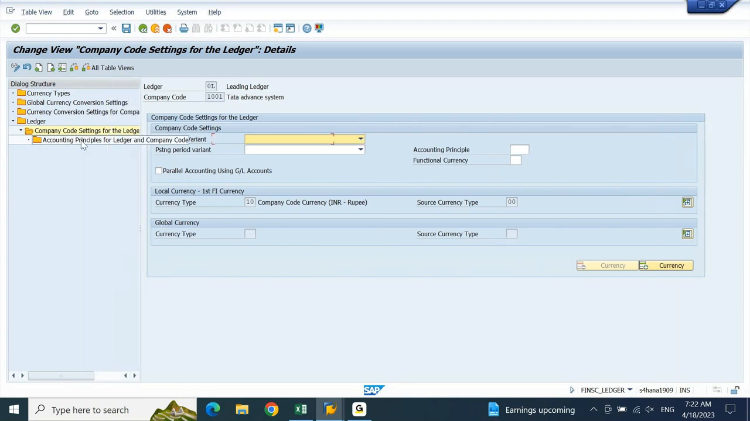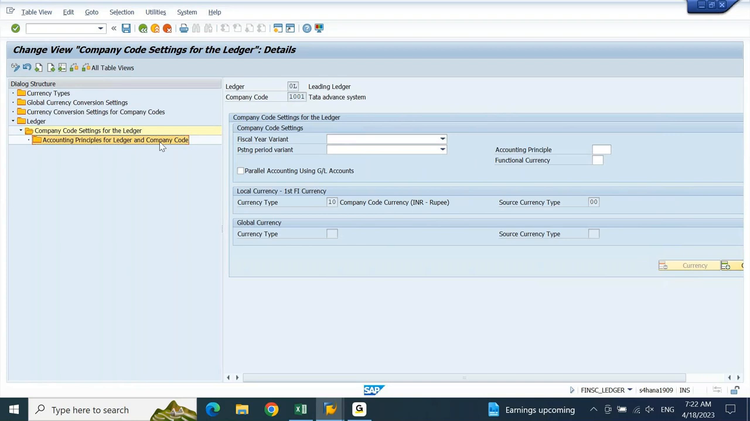You are going to use this only for asset accounting purposes. Otherwise, you are going to assign this accounting principle here. This accounting principle is a combination of ledger and company code. This is also ledger and company code. Now in S/4HANA asset accounting, you must have the same fiscal year for both the ledgers, for all the accounting principles. Now according to our requirement, are your leading and non-leading using the same reporting cycle, April to March or Jan to December, or are these two different? No, different.